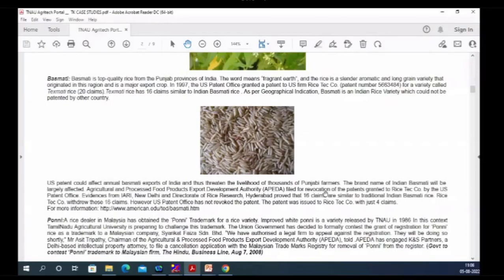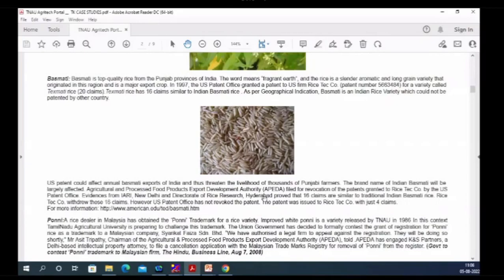That means APEDA filed a revocation challenge against the patent granted to RiceTec by the US Patent Office. Evidence from IARI, New Delhi, and the Directorate of Rice Research, Hyderabad, proved that 16 claims are similar to traditional Indian basmati rice. RiceTec withdrew these 16 claims. However, the US Patent Office has not revoked the patent. The patent was issued to RiceTec with just 4 claims.